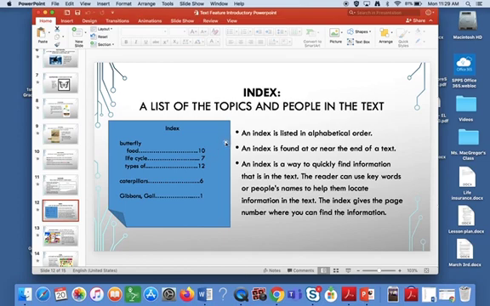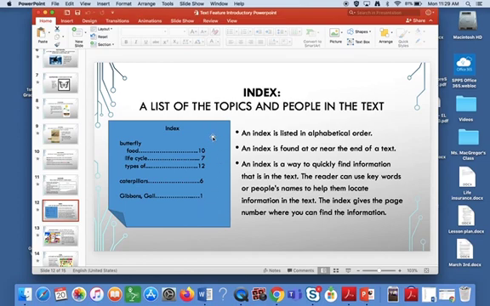The next is the index, and the index is kind of familiar. It's a lot like the table of contents, but the index comes at the end of the book. An index is listed in alphabetical order. An index is found at the end of a text. An index is a way to quickly find information that is in the text. The reader can use keywords or people's names to help them locate information in the text. The index gives the page number where you can find the information. So think of the index kind of like the table of contents, but at the end of the book.